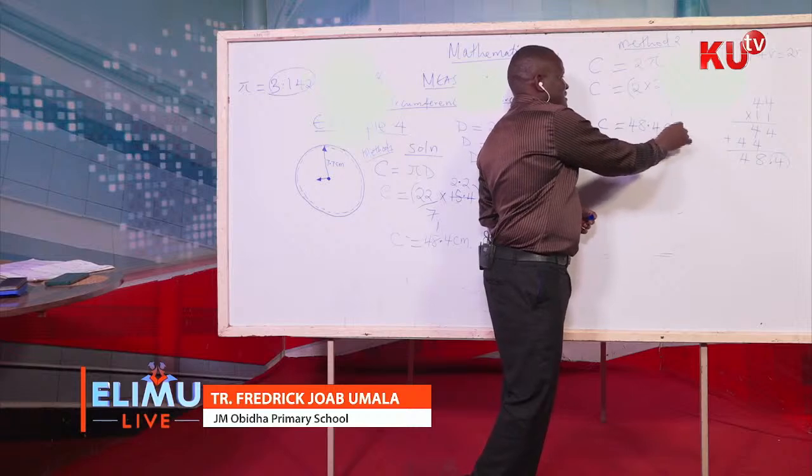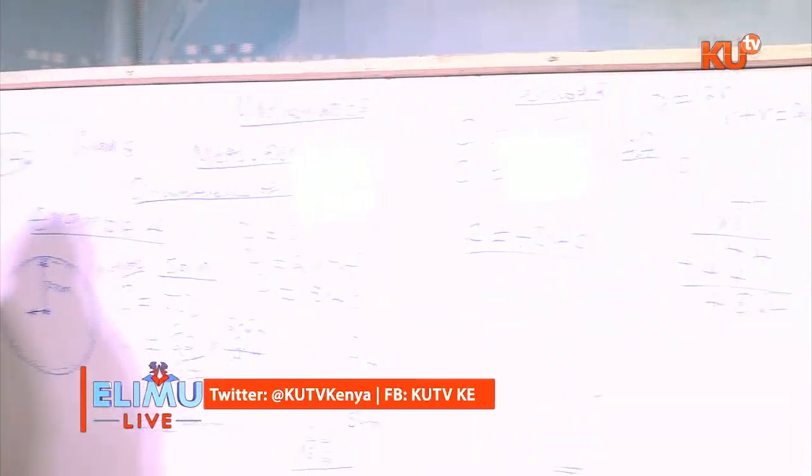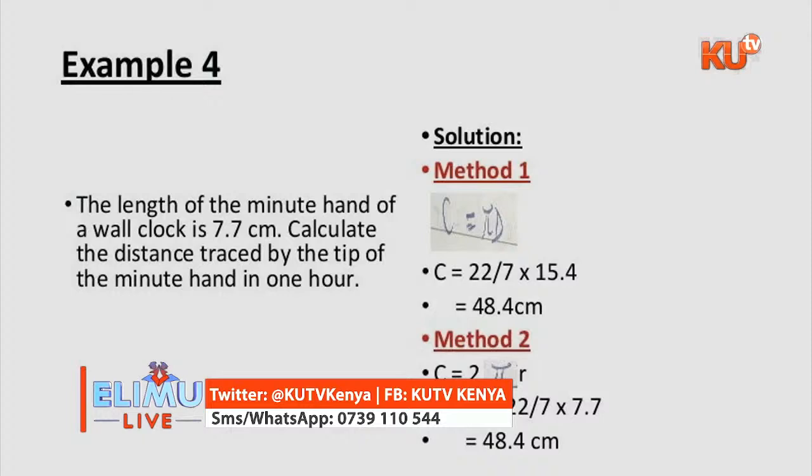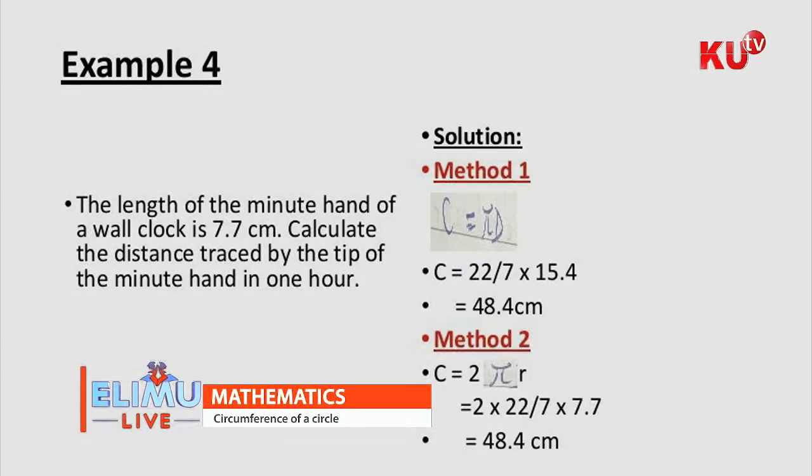48.4 centimeters as the circumference of the path or the distance that was traced by the minute hand. 48.4 is the distance that was traced by the minute hand. So as you can all see, method 1 gave us 48.4, and our method 2 also gave us 48.4 centimeters as the circumference. Okay, now we are moving on to the next thing.